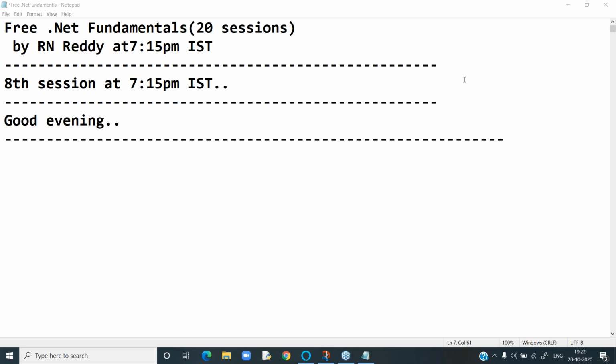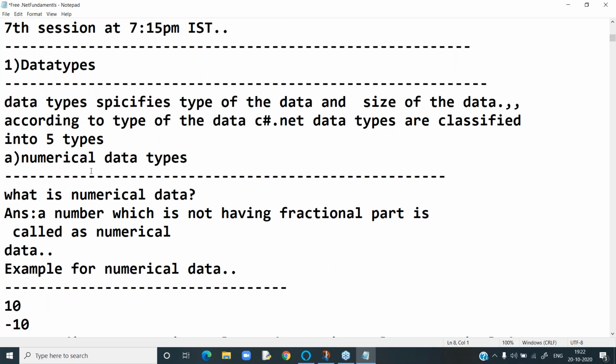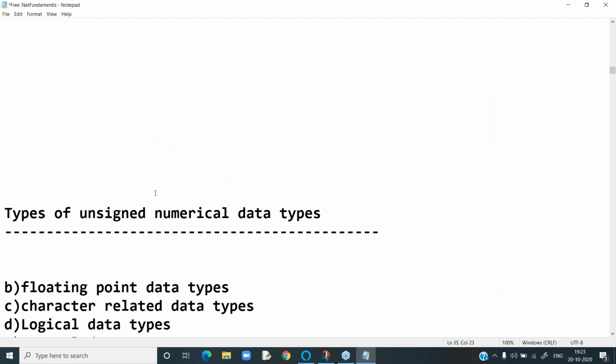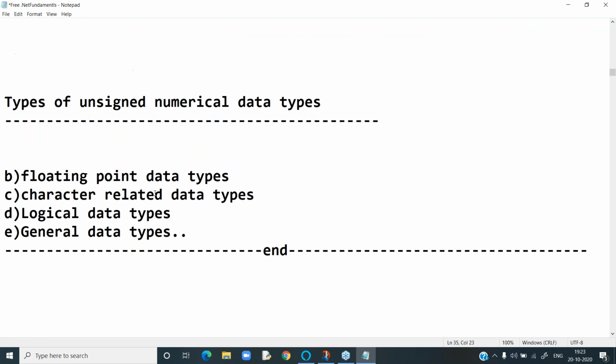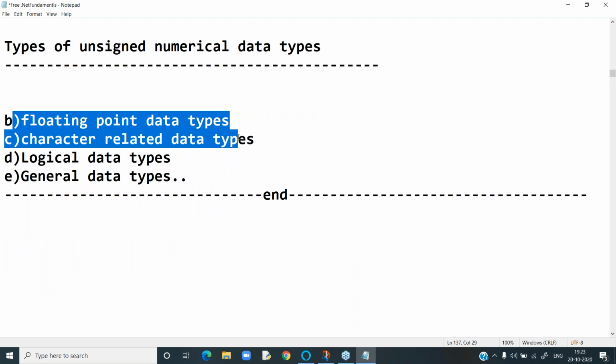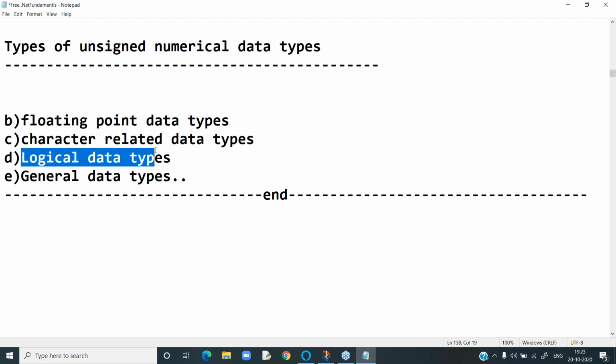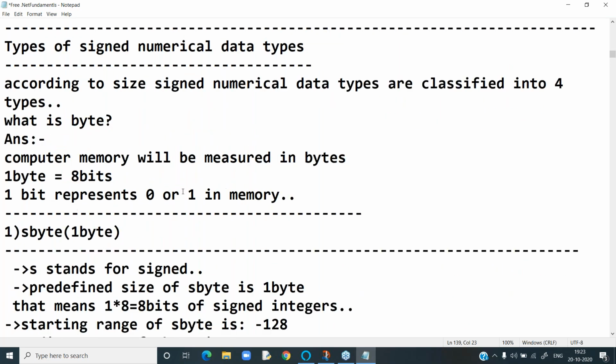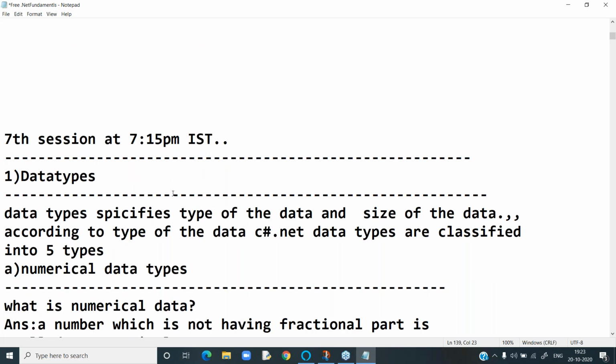Like yesterday, we started data types. We have discussed that according to the type of data, C#.NET data types are classified into 5 types. Number 1, numerical data types, and number 2, floating point data types. Number 3, character related data types. Number 4, logical data types. Number 5, general data types. In this, first we started with the numerical data types.